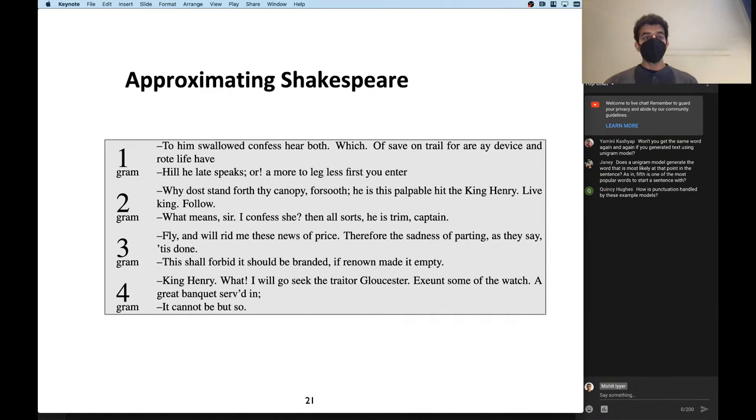Questions from the room? Yes? Okay, so the question is, how do we decide the value of n in the n-gram model? So how many words in the prefix are we considering? It really depends on how much data you have in order to count. And we'll get into how you actually do this in a bit.